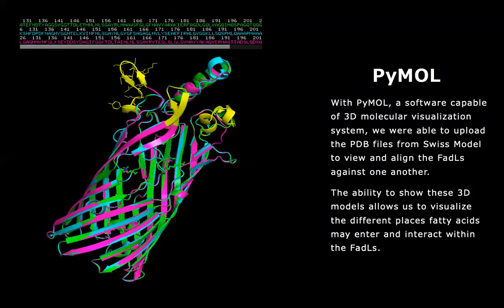And we used PyMOL, a software capable of 3D molecular visualization. We were able to upload the PDB files that we downloaded from Swiss-Model after we modeled those, to view and align the FadLs against one another. The ability to show these 3D models allows us to visualize the different places fatty acids may enter and interact with the FadLs. This is just one of the many alignments that we did. As you can see, they are color coded so you can notice the difference, which is explained in the next slide.